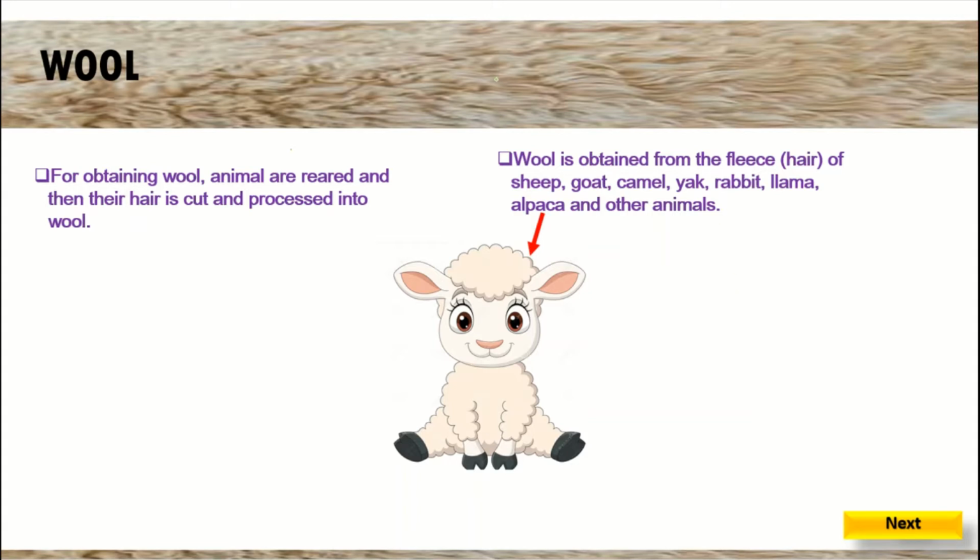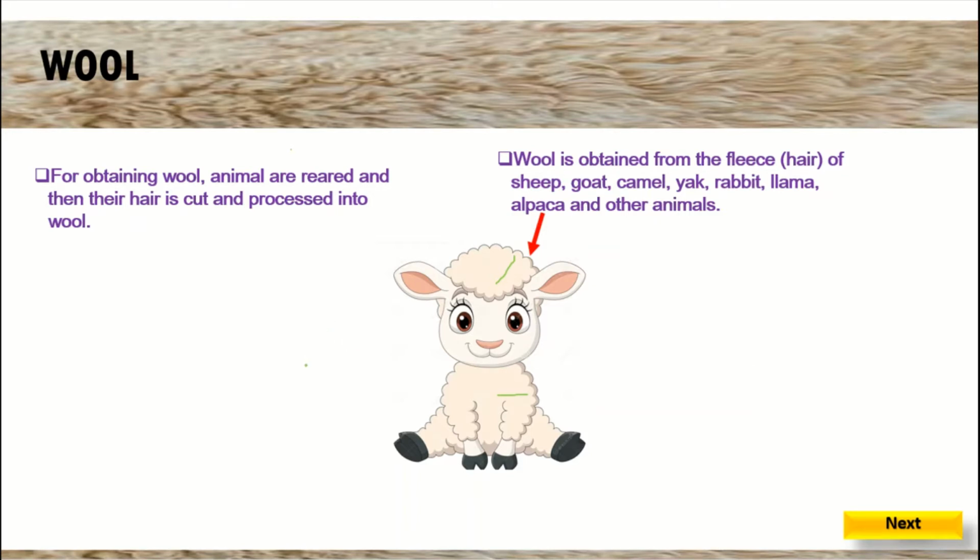First, these animals are fed with different foods and they grow hair on their skin, right? And they cut their hair and there are different processes to make wool, which we'll study today, right? So they are reared. What is meant by reared here?